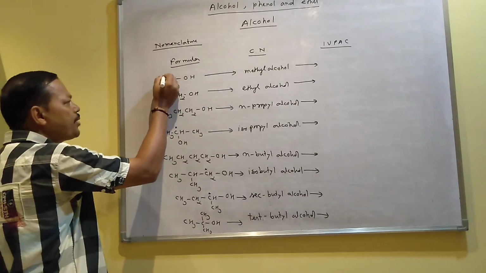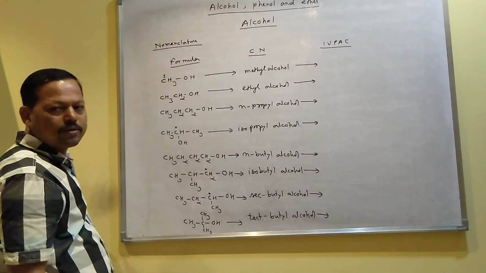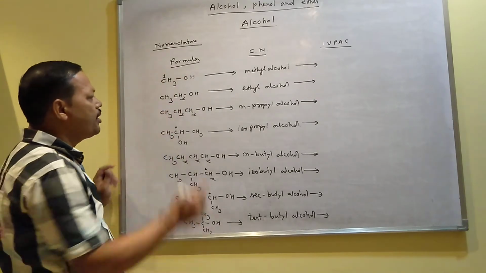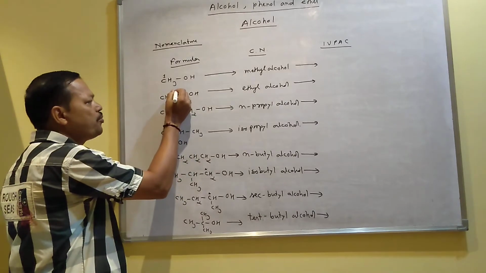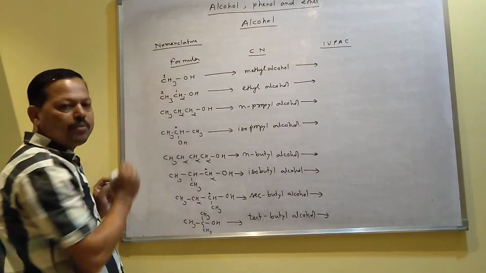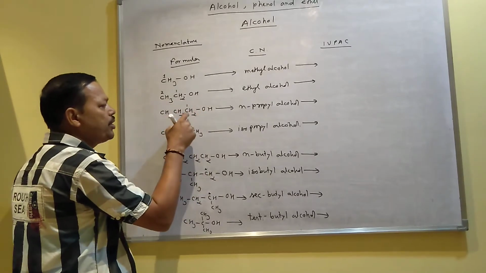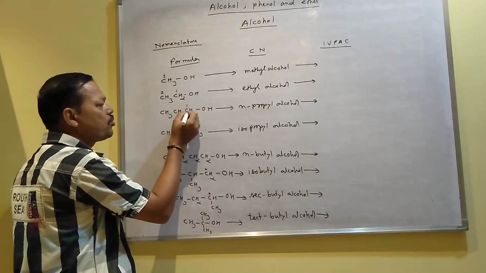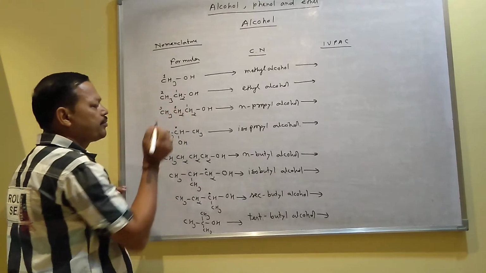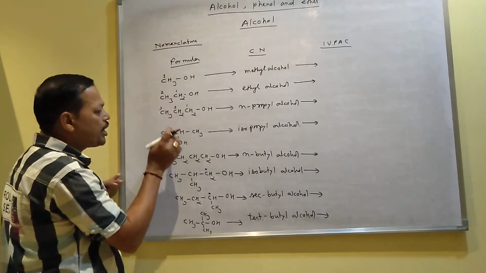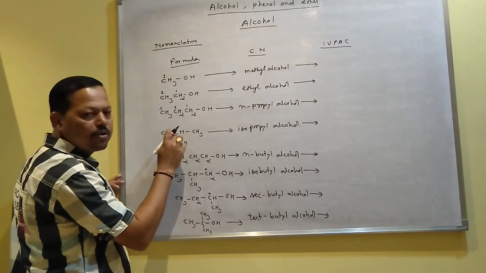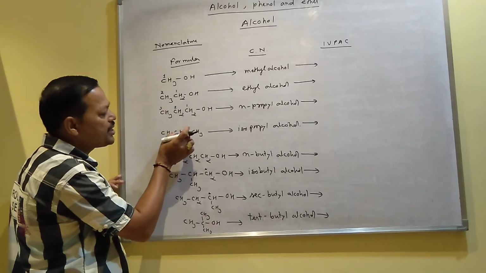Here only one carbon is present, that's why it should be number 1. Here 2 carbons are present; since this carbon contains the OH group, it should be number 1, and this one number 2. Here this carbon must be number 1 because it contains the OH group: 1, 2, 3. Here this carbon contains OH, but it should not be number 1 because it is in the middle position.